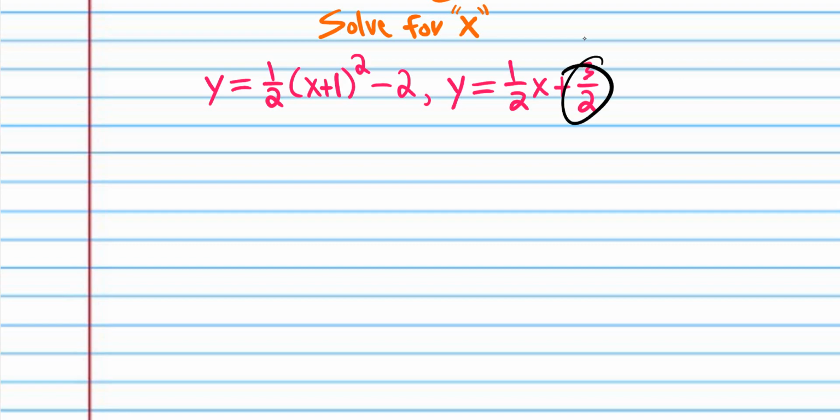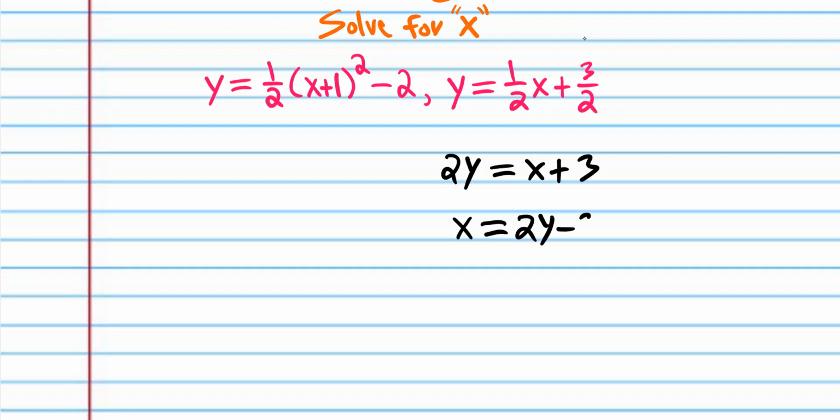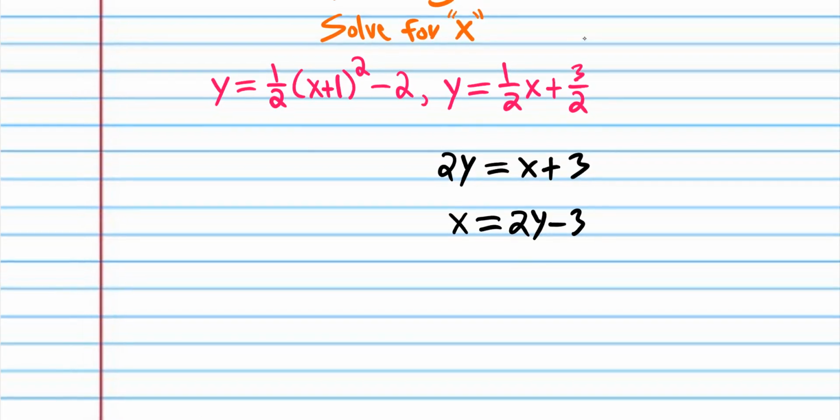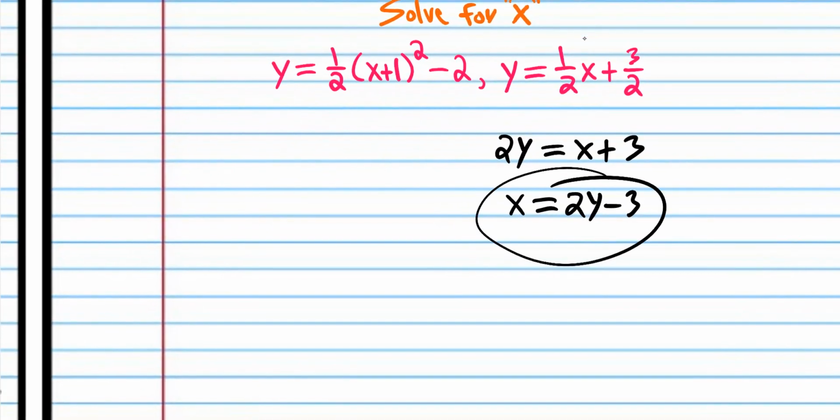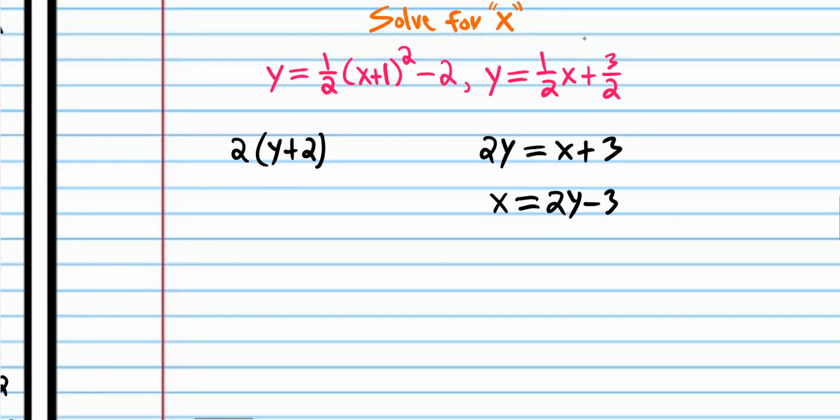So we're going to subtract 3/2 from both sides. And actually, it's going to be a lot easier just to multiply both sides of this equation by 2. So we have 2y is equal to x plus 3, and then we can just subtract 3, and we get our x value there. Again, we need to have it solved for x. So now I'm going to add 2 to both sides, multiply both sides by 2. So we get 2 times y plus 2. And that's going to be square rooted.